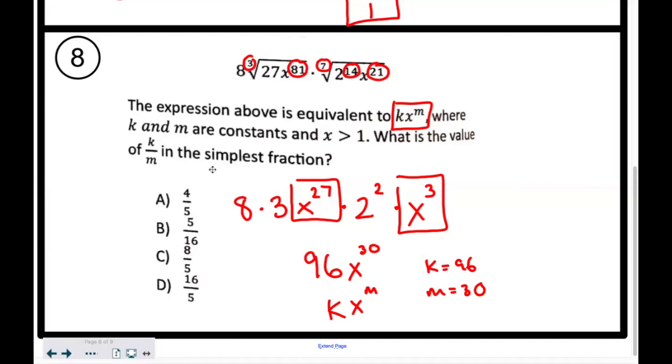And then it just wants k over m in simplest form. So either reduce it, use the TI-84, like 96 divided by 30, and if you hit math, enter, enter, it reduces it for you. You could also put this in Desmos, and there's a fraction button on the left. That'll reduce it. Either way, we should get 16 over 5 once we reduce it.